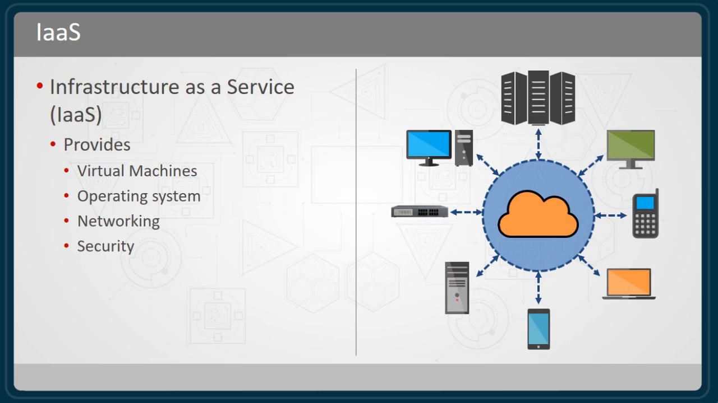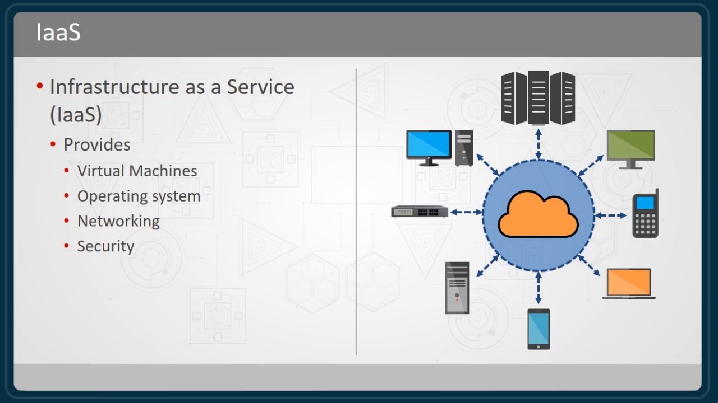And then finally, infrastructure as a service, or IaaS, provides things like virtual machines, the operating system itself, the networking capabilities, and the security. So getting close to the hardware level, but this is the lowest level of service.